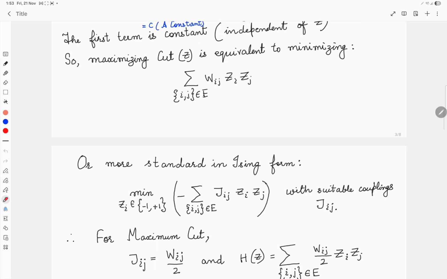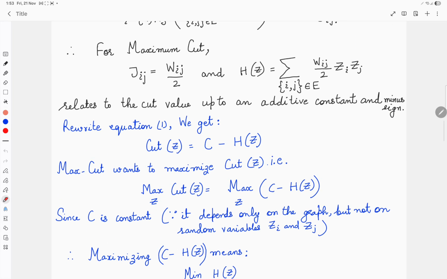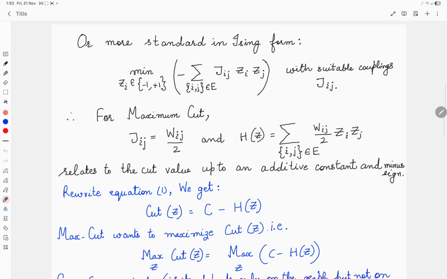So as you can see, we have now established a relationship between the max cut problem and the Ising model. So this relates to the cut value up to an additive constant and a minus sign. Let us not worry about this minus sign actually. This minus sign has come from the classical Ising model. There I explained that this negative sign is there for the minimization problem.